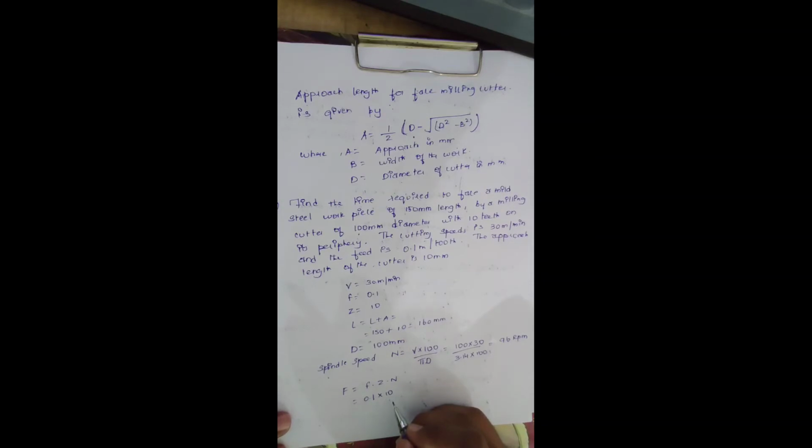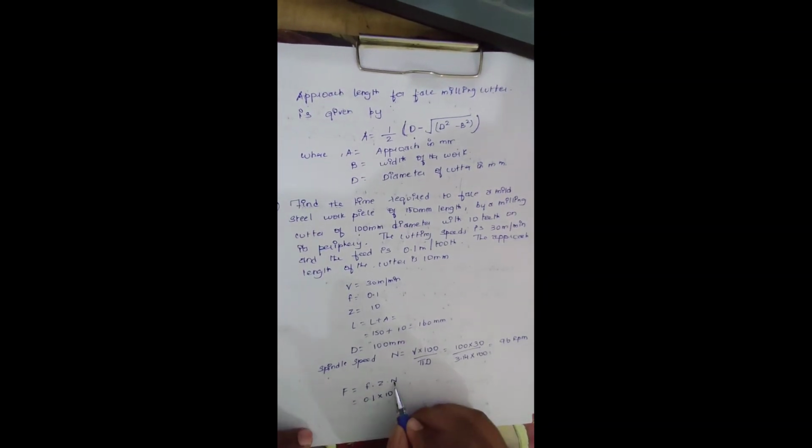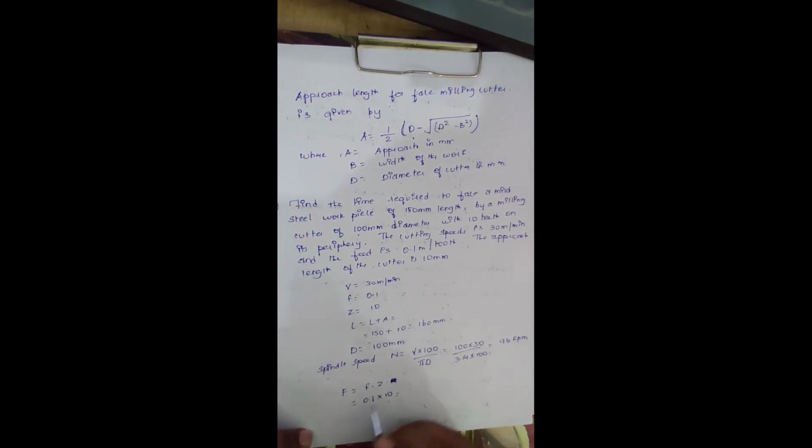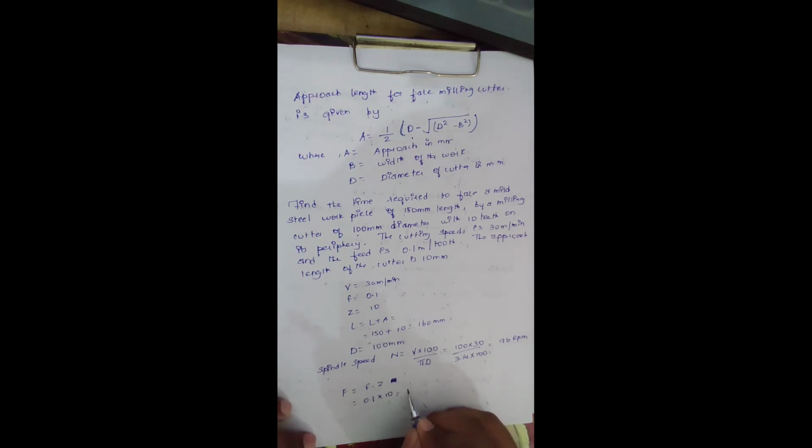Okay, so we are here. We don't need to take this N because N is the cutter speed, so we only have to calculate the F into Z, that is nothing but 1 mm per minute.